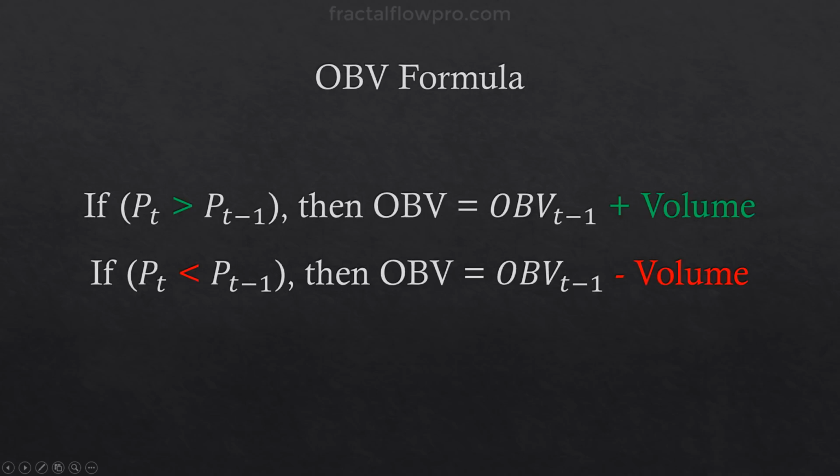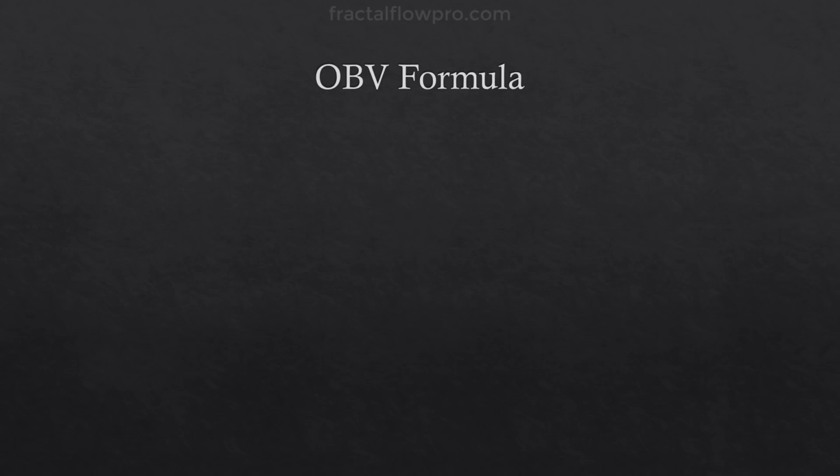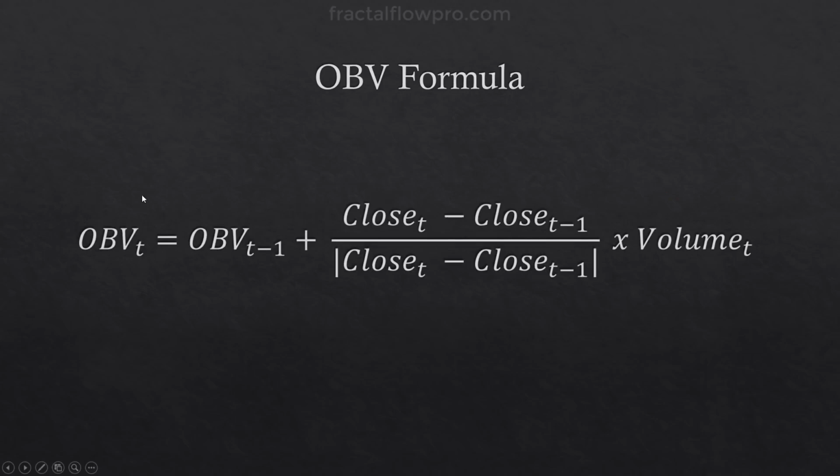Another way of seeing the calculation for the OBV indicator is that the current OBV value, also called OBV sub t, is equal to OBV sub t minus 1, which is the OBV value in the previous period, plus the closing value at time t minus the closing value at the previous period, divided by the absolute value of the closing value at t minus the closing value at t minus 1. This fraction will always result in either plus 1, 0, or minus 1. That serves to either add volume or subtract volume from the previous OBV value, depending on whether we are talking about bullish or bearish periods.